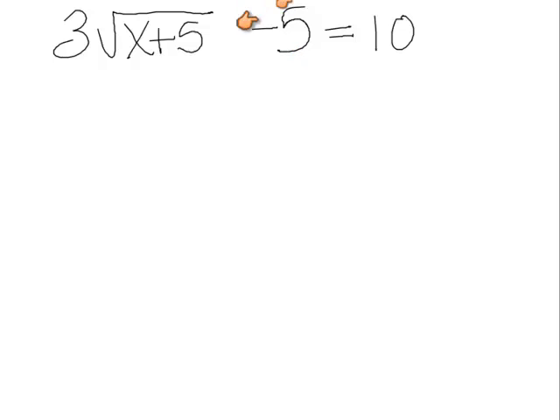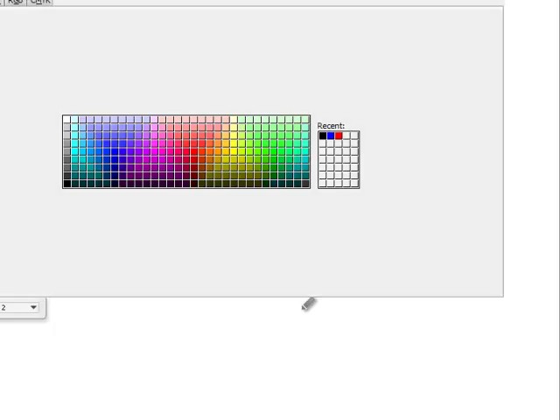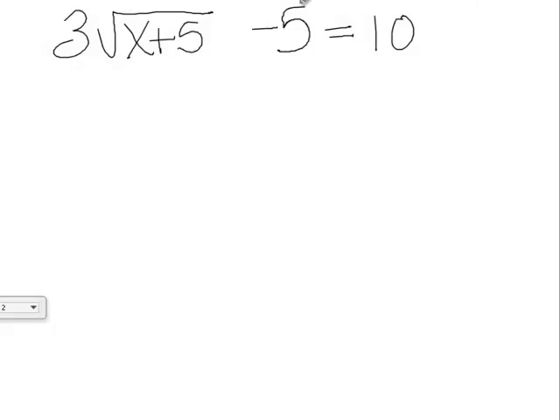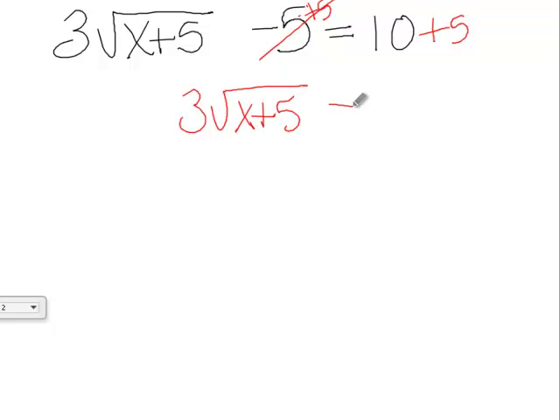So we're actually going to start right here with this minus 5. And since it's a minus 5, the opposite of subtracting 5 is adding 5. So we're going to go ahead and add 5 to both sides. That's going to make this go away, so we're left with 3 square root of x plus 5 equals 15.